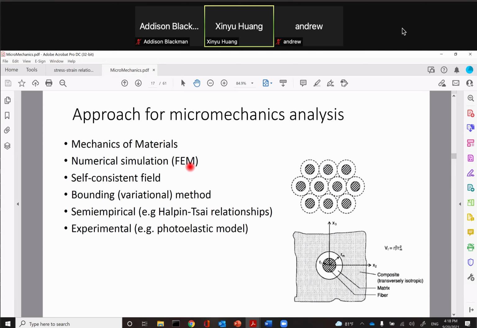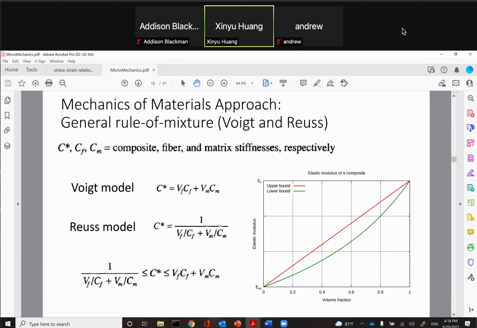The tools they use: basic solid mechanics, numerical tools, approximation methods, empirical methods, and then doing experiments. That photoelastic model I showed you before is one of the experimental approaches. What they're all trying to achieve is to predict accurately. If you tell them how much fiber, what the volume fraction is, what the fiber property is, what the matrix is, what is the laminar property. All these micromechanics models strive to do that. All right.